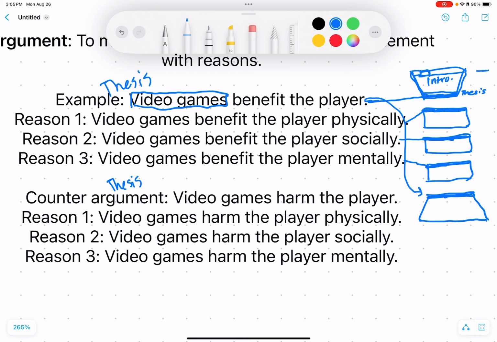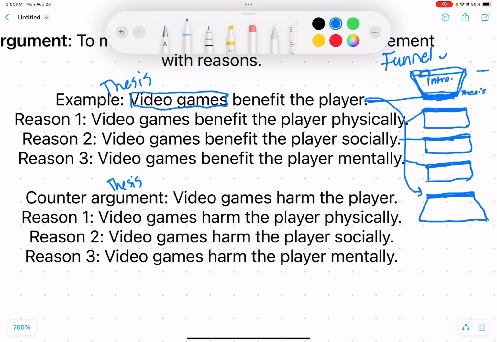So I might say, in conclusion, video games benefit the whole person and they don't harm like many would think, or something like that. So I'm not going to just spit out the exact same thing I said earlier. So as you can see, it looks slightly like a funnel, maybe not exactly, but this is what we call the funnel method.